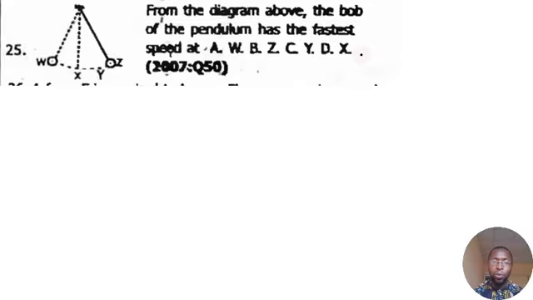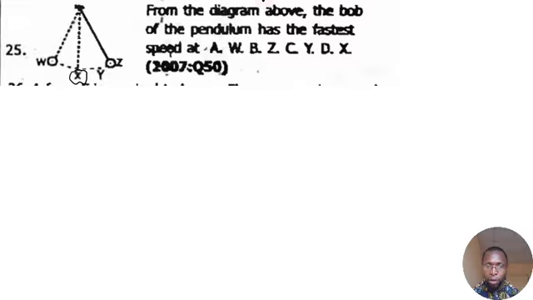Alright, let's see another question here. It said, from the diagram beside here, this time around, the pendulum bulb has the fastest speed at... okay, we have said it before. So this is the equilibrium position here at x. The speed or velocity at the equilibrium position is always maximum. So this is where we have the fastest speed here. At z and at w, the speed will be very, very low. Okay, it is acceleration that is at minimum at the equilibrium position.